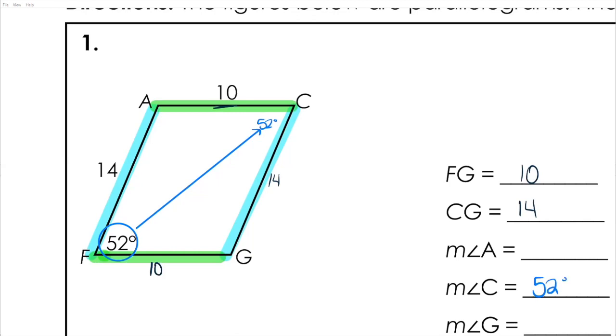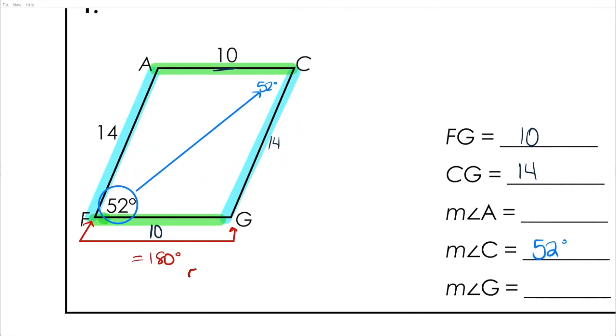So we have 3 out of our 5 answers just based on the given information. How awesome is that? Now, this last piece is a little different. We do not know G and we do not know A. So we're going to have to do a little bit of mathematics to get where we need to get to. So remember that our consecutive angles, meaning F and G, when those two are added together, they equal 180 degrees. So that's the math we're going to do.